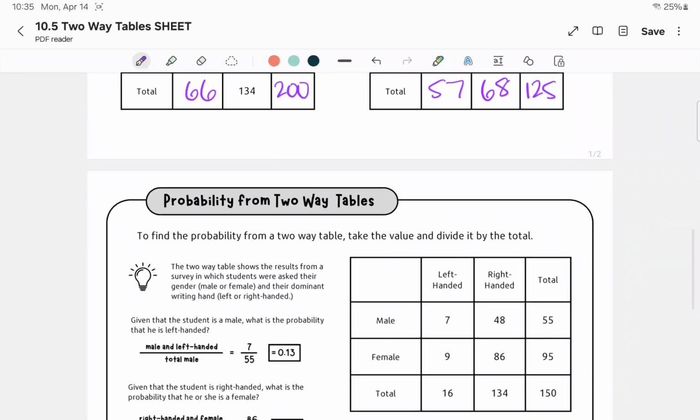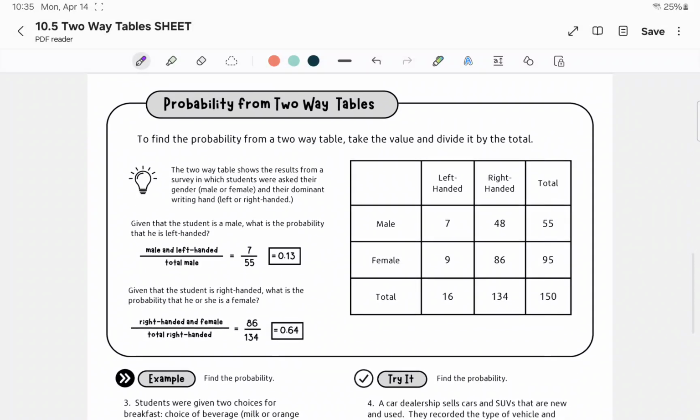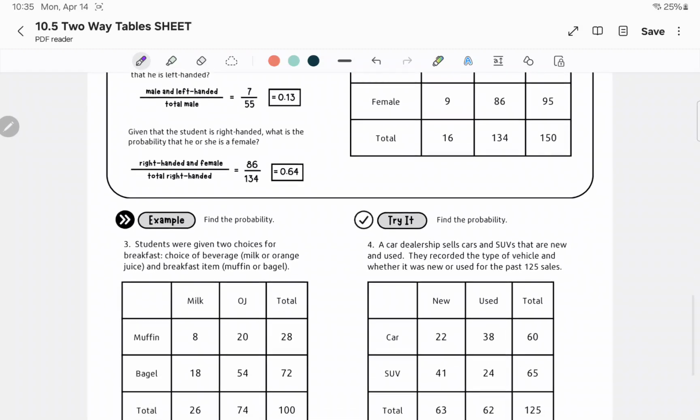Now for the second part, which is the probability, just like before, we take the amount of outcomes that we're looking for to be at the top, and then we have the total on the bottom. We're going to be dividing. It's going to be a fraction. So let's highlight that. We're going to take the value and divide it by the total, just like we did in our other lessons. This time it's just from a two-way table. This is an example up here, but we can always look at that later.